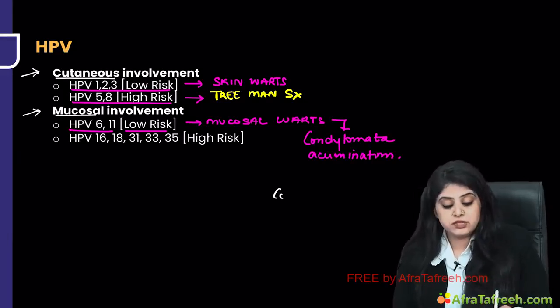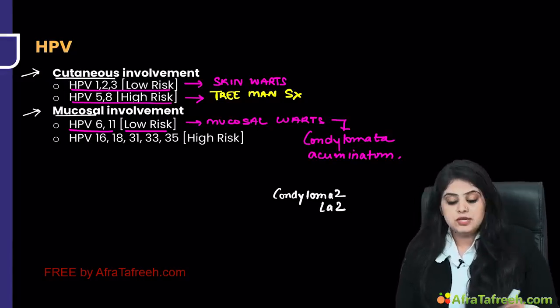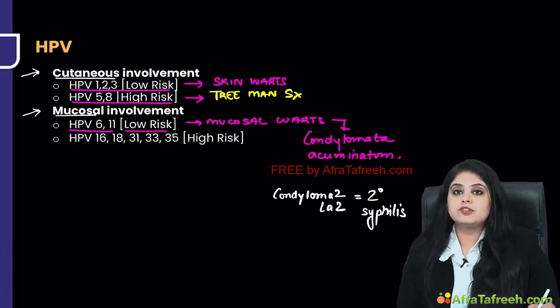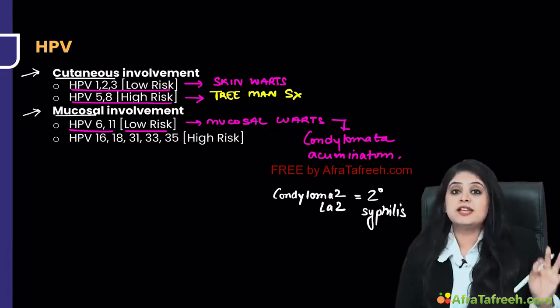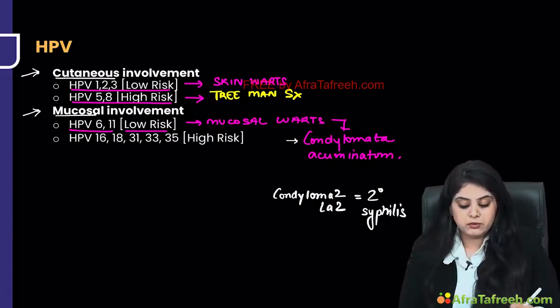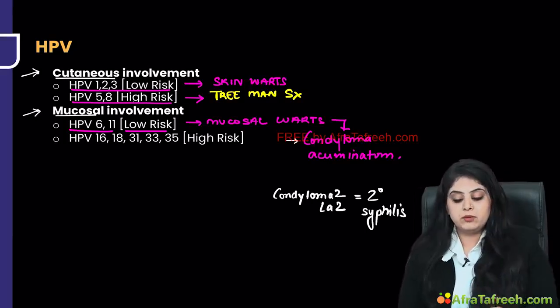Don't confuse it with condylomata lata, because I hope you remember I had changed the terminology and told you to learn it as condylomata lata, because that will tell you that secondary syphilis causes this. Condylomata lata is caused by secondary syphilis. Here I'm talking about condyloma acuminatum, that is caused by human papilloma virus. It's a wart, so low risk, 6 and 11.